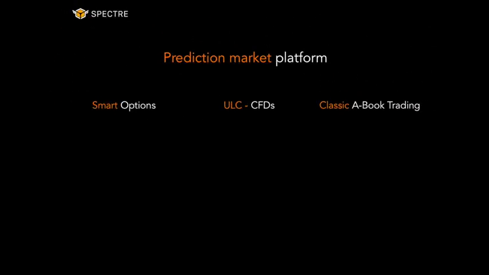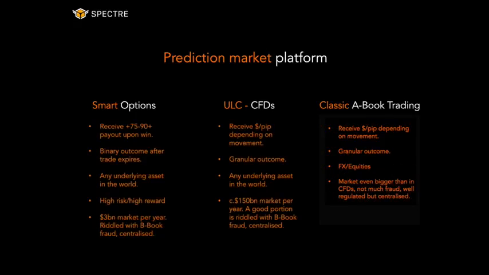Let's start with what exactly Spectre.ai is. It's a prediction market platform, but very different to anything that has ever existed. There are 3 contract types on the platform, one of which is already available in our live alpha. These are smart options, ULC CFDs, and classic A-book trading contracts.